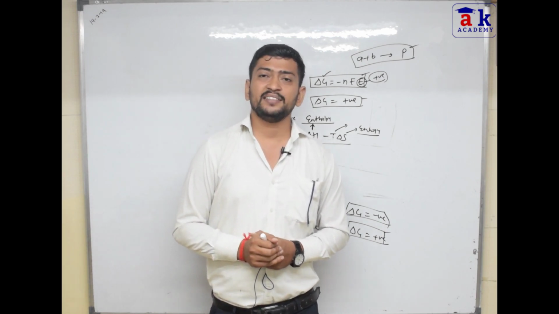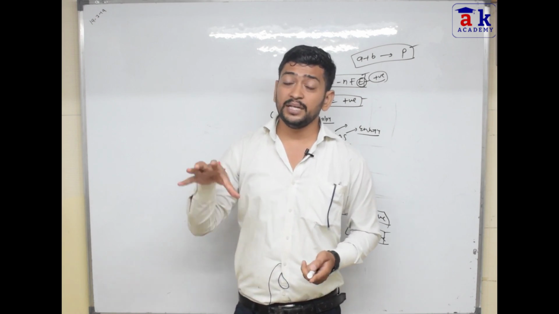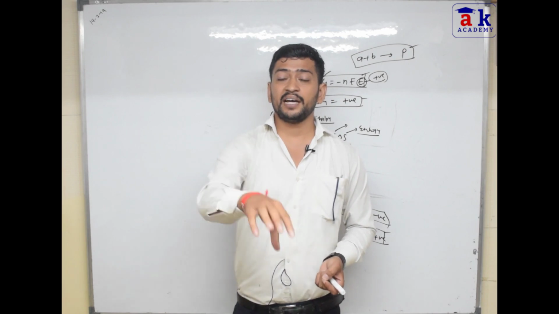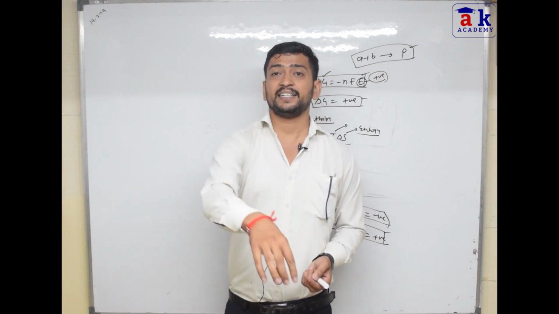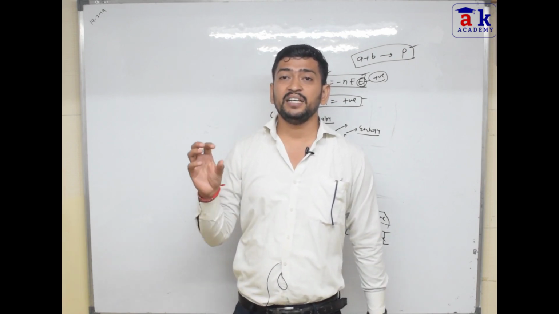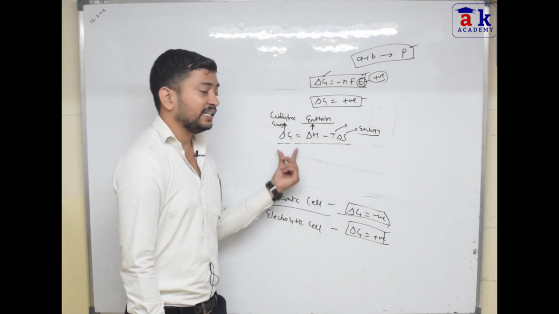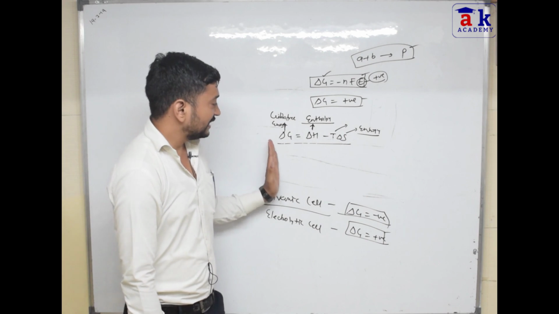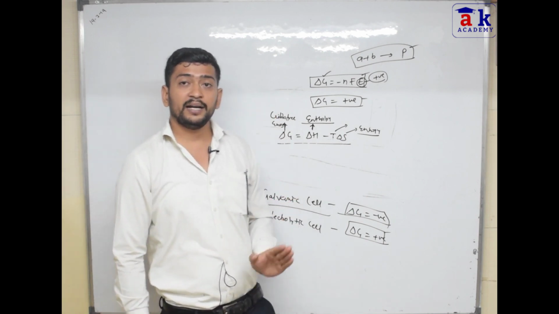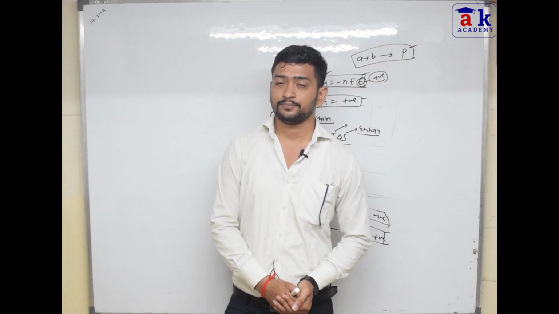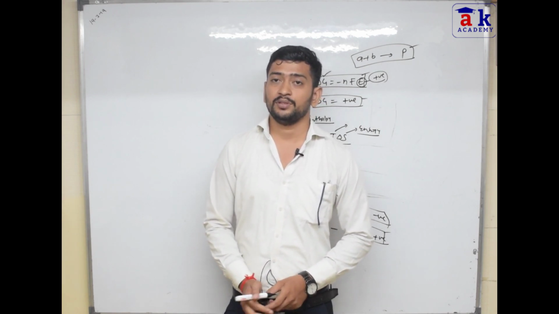But in electrolytic cells, what happens? Actually we are supplying energy to the system. We are giving extra energy to the system. So in that case, what will happen? If we are giving energy to the system, then this delta G will definitely increase. So that's why delta G becomes positive in case of electrolytic cell. I hope you understood, right?